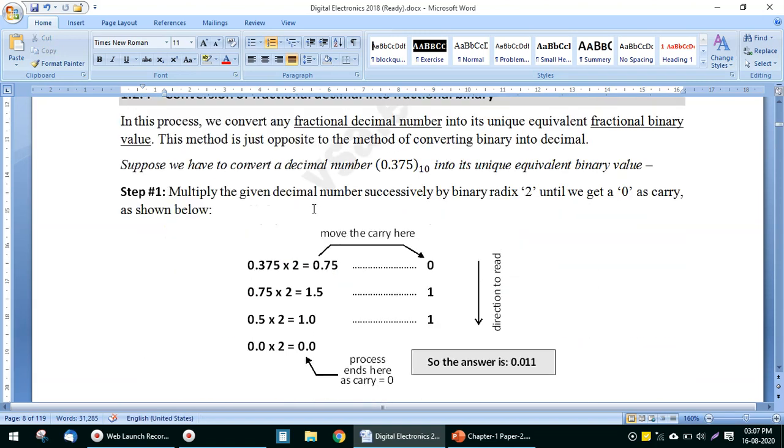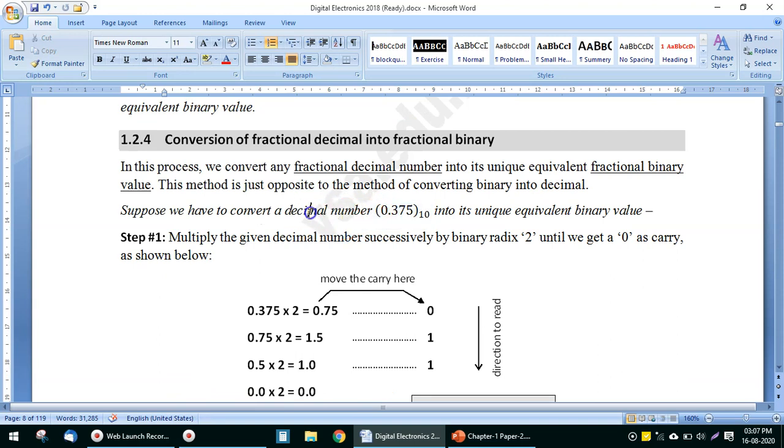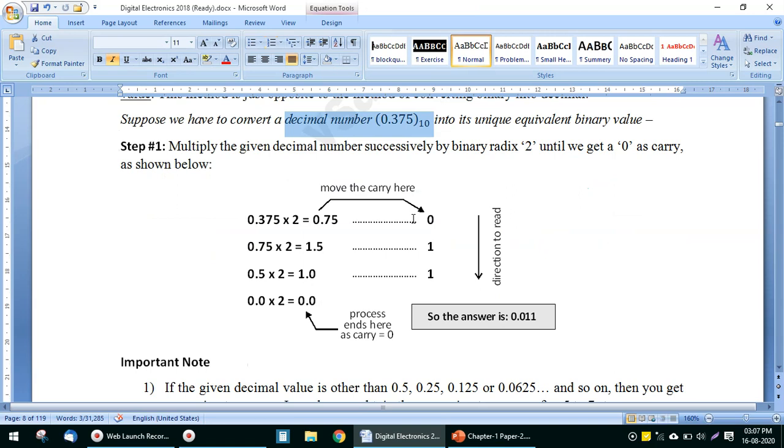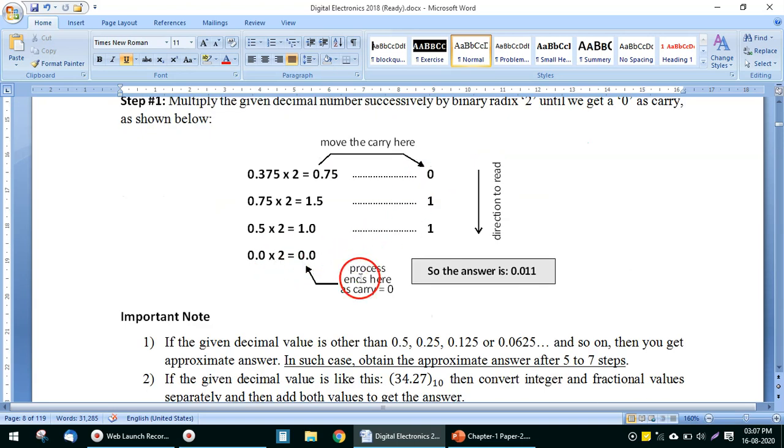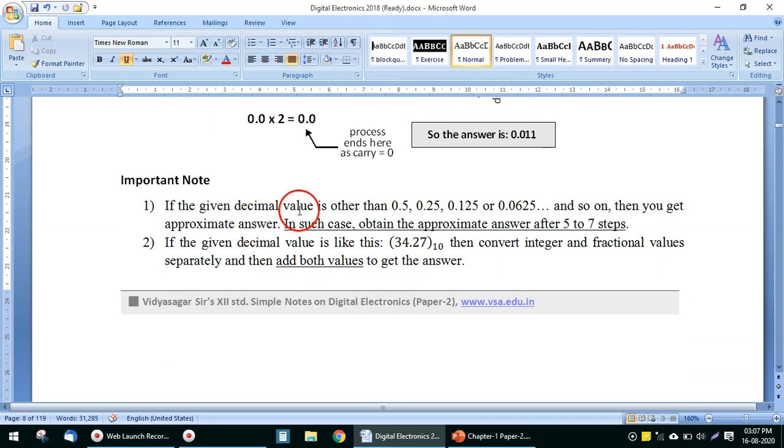If our given decimal value, for example over here the decimal value given was 0.375, there is a 5 at the end, so naturally the process will end somewhere like this. You will get 0 carry. The process will end over here. But if the decimal value is other than 0.5, 0.25, 0.125, 0.0625 and so on, meaning there should be a 5 at the end of the given fractional decimal value.